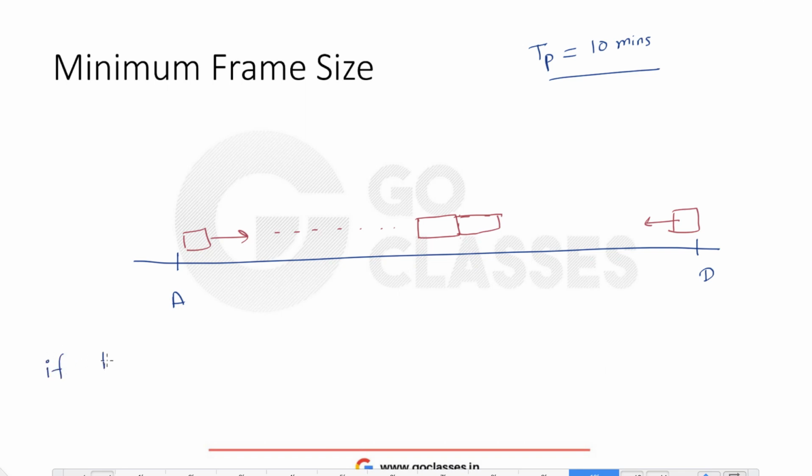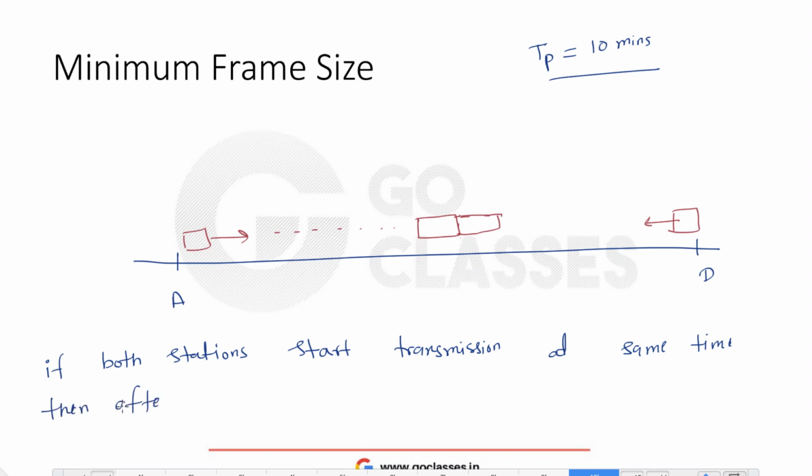Let me write it here. If both stations start transmission at the same time, then after this much time, which is 10 minutes in this case, A or D will detect that there is a collision.